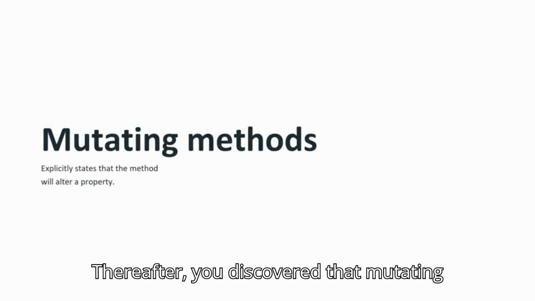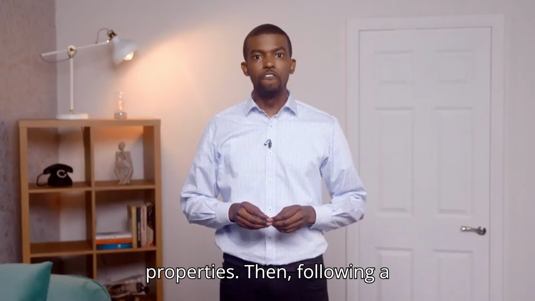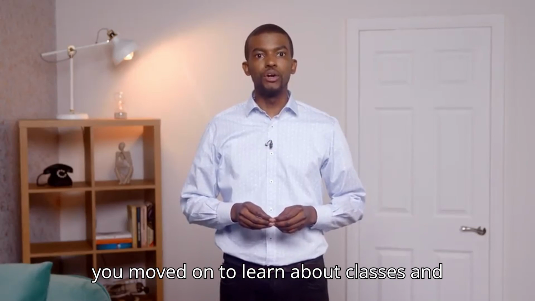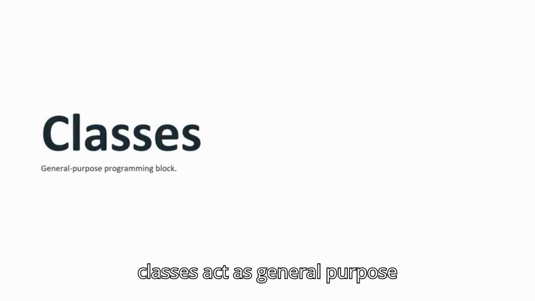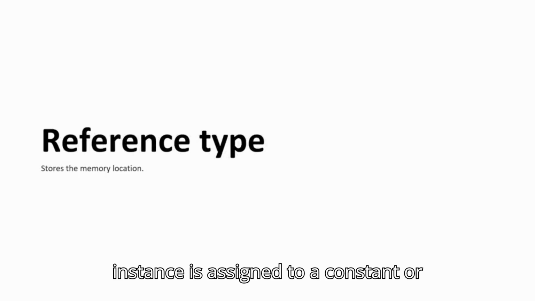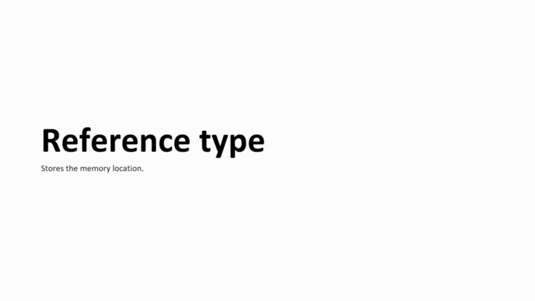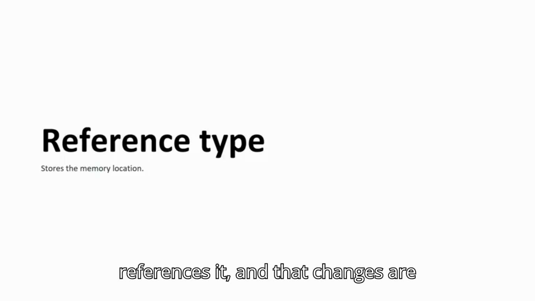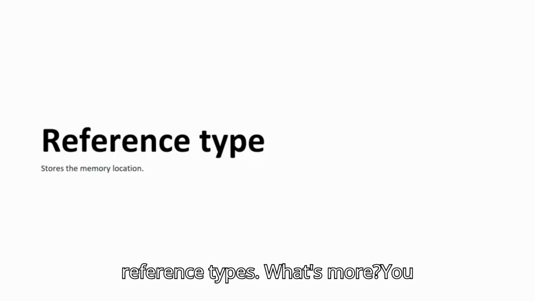Thereafter, you discovered that mutating methods allow you to alter struct properties. Then, following a hands-on exercise using mutating methods, you moved on to learn about classes and reference types. Like structs, classes act as general-purpose programming blocks for your code. And when a reference type like a class instance is assigned to a constant or variable, it stores its memory location. You discovered that a change to a class instance affects the class instance that references it, and that changes are shared across instances when working with reference types.